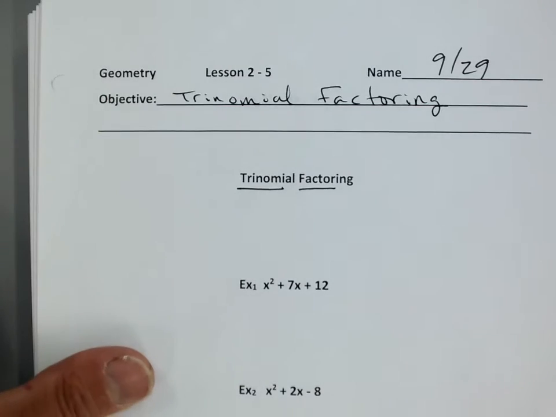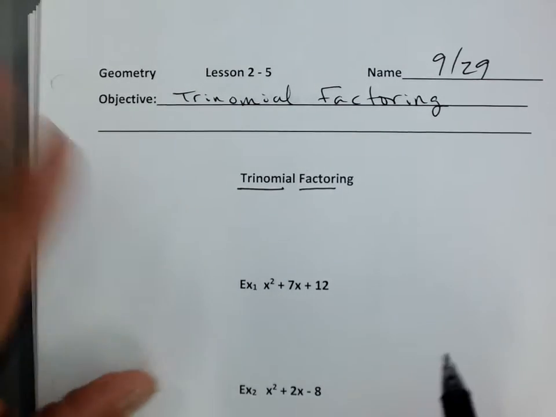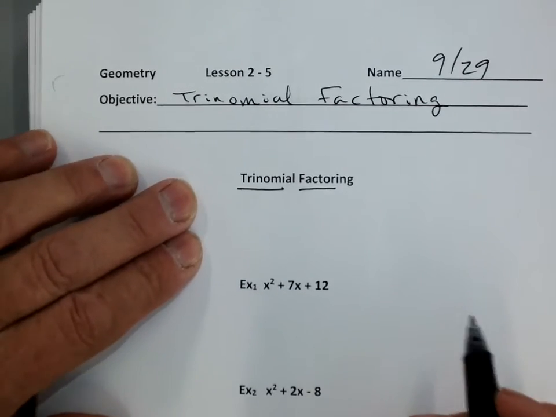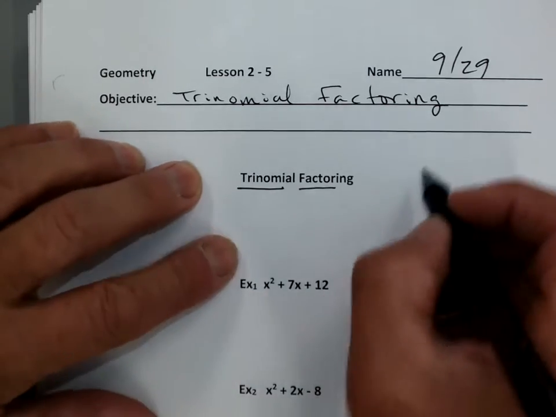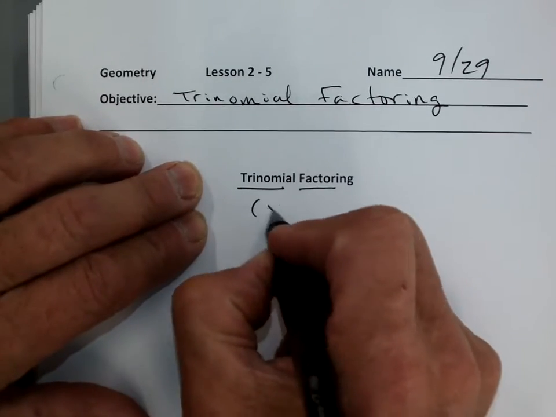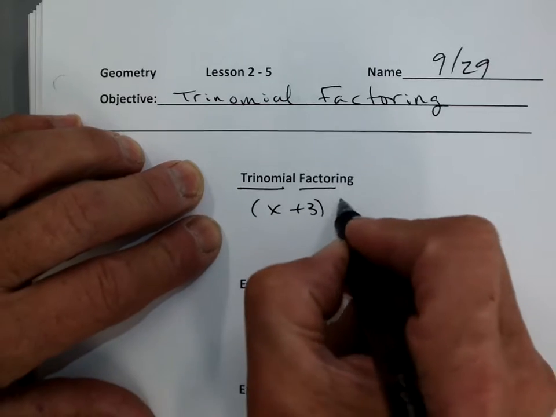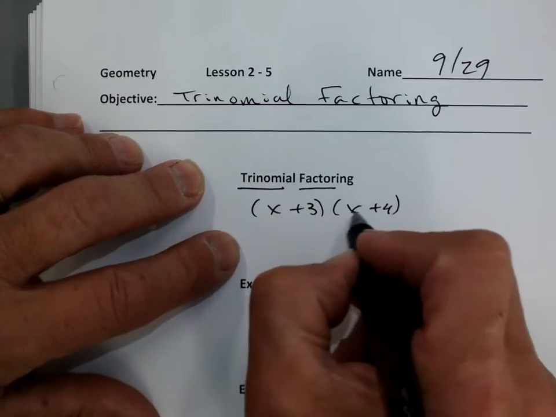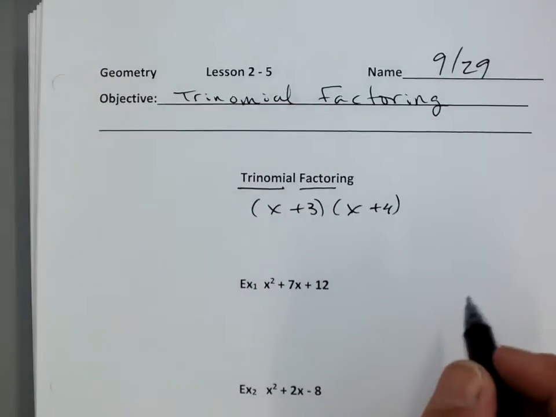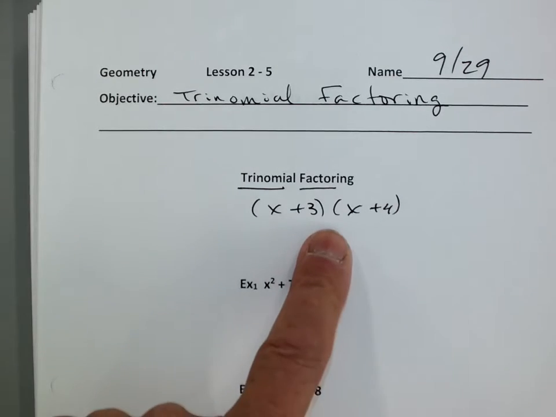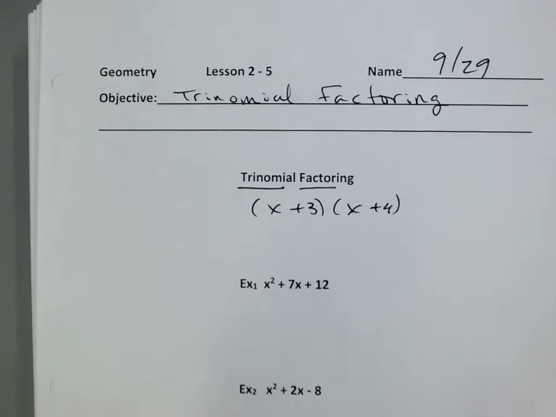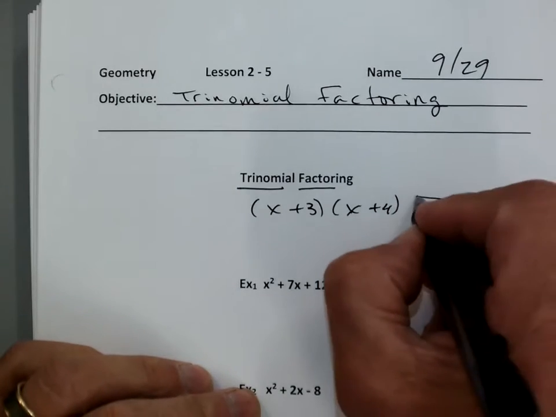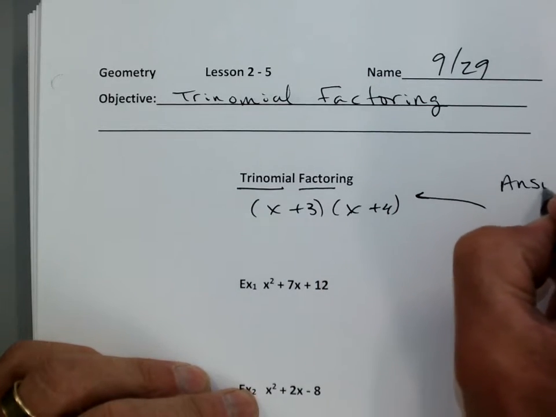What we're going to do today is undo problems like this: x plus 3 times x plus 4. So today's goal is to make our answers look like this. We want these to be our answers today.